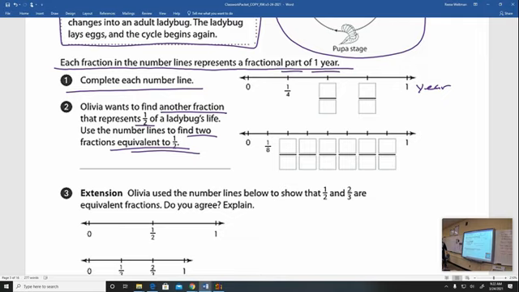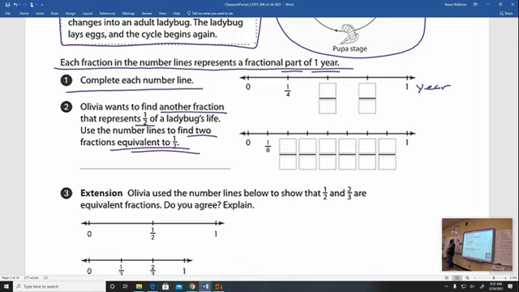Look at the second question. How many are we finding? This one right here. How many equivalent fractions do we need to find? Don't count the place, just read what it says. We're finding equivalent fractions to 1 half, right? So what does it say, guys?